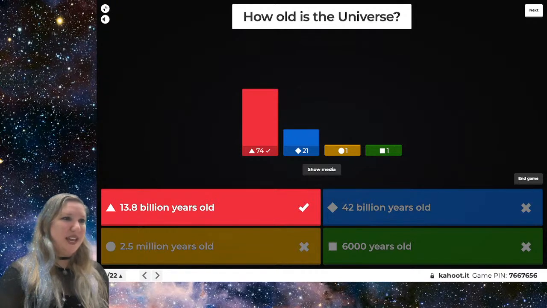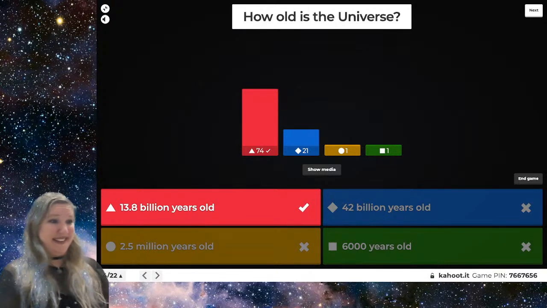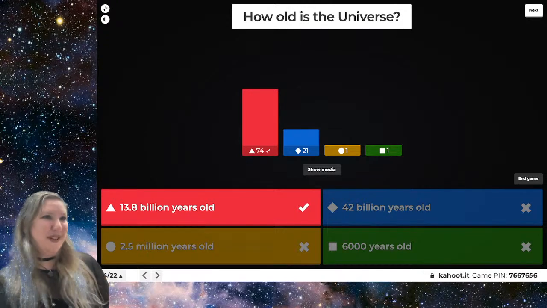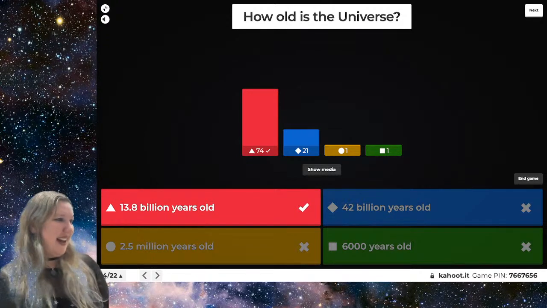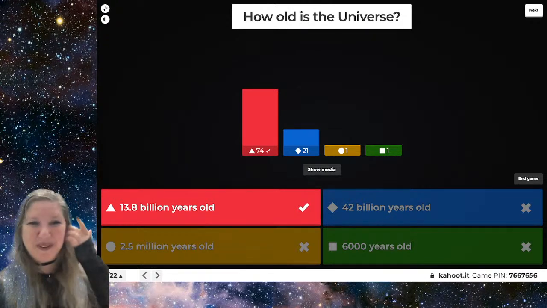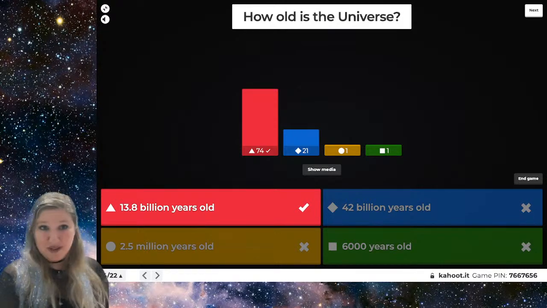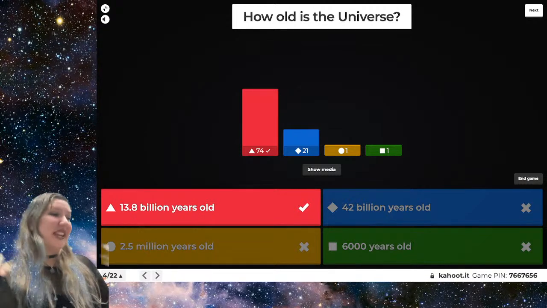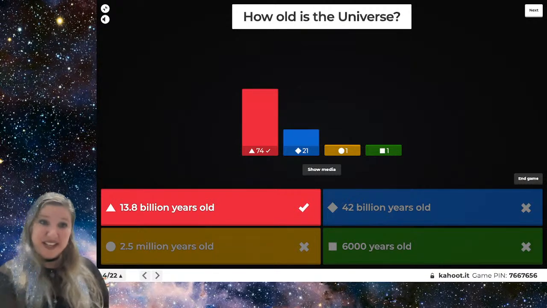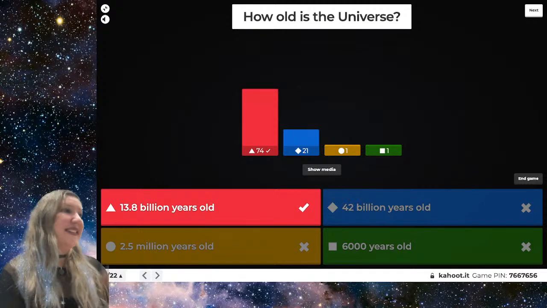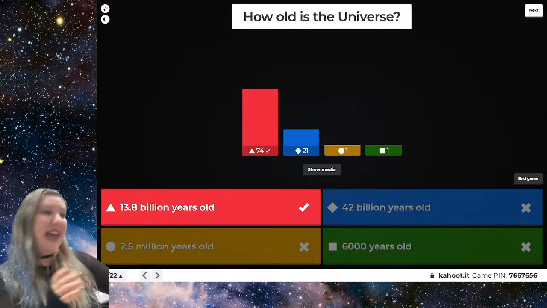All right, time's up. And we seem to have frozen a little bit here. That's okay. There we go. Most of you got the correct answer, and that is 13.8 billion years old. So we believe that 13.8 billion years ago, the universe started, as far as we know, and that is when the Big Bang happened.